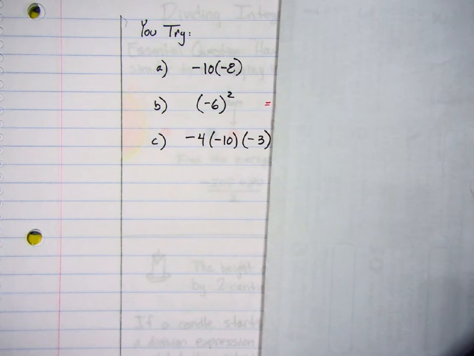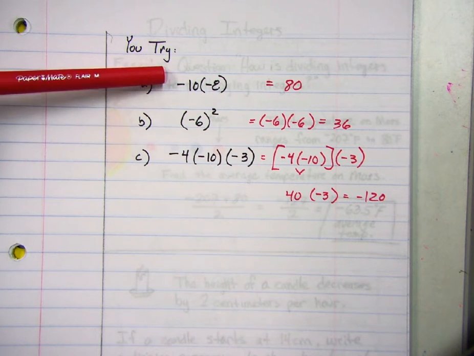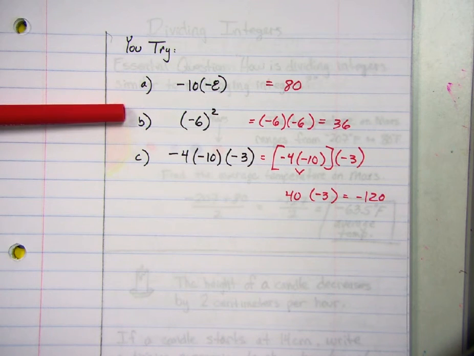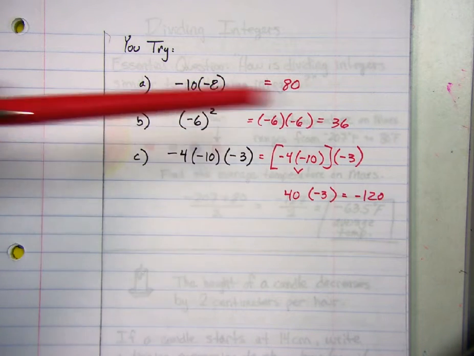Pause the video, and these are the last 3 that we'll be doing for this lesson. And here we go. We've got negative 10 times negative 8. Both are negatives, so you're going to come up with a positive value. Negative 6 squared, that's just negative 6 times itself. Two of them. Two negatives gives you a positive.